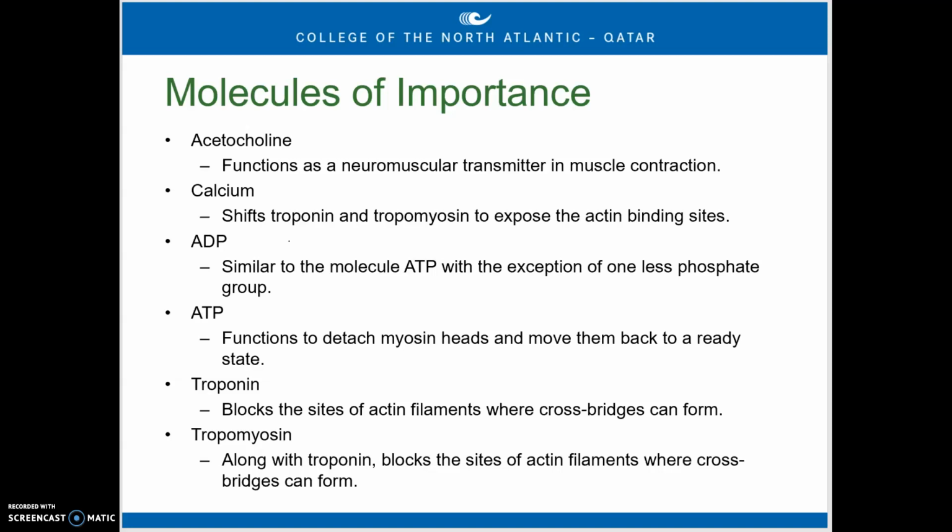Now, in this context, ATP is going to function to detach the myosin heads and move them back to a ready state. So after the cross bridge has been made, ATP will be used to break that bond so that the myosin can return to normal and then form another cross bridge to increase contraction.